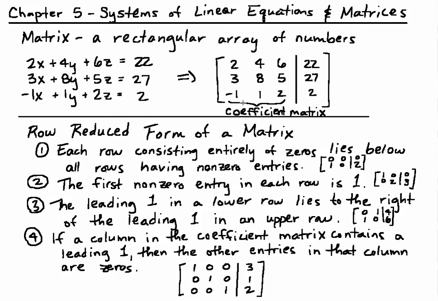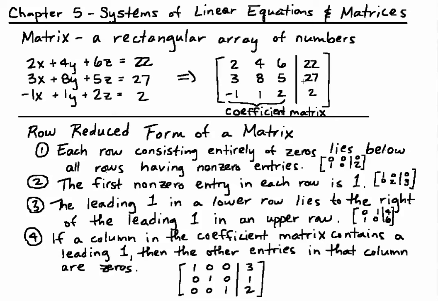And the set of numbers to the left of this vertical line is called the coefficient matrix, and the numbers to the right are the solutions. And there are some important rules to follow in order to solve a matrix, which we call a solved matrix, to be in row-reduced form.